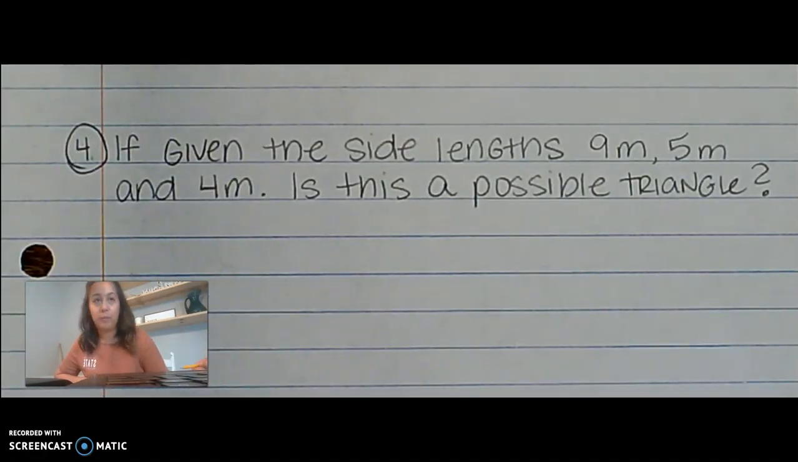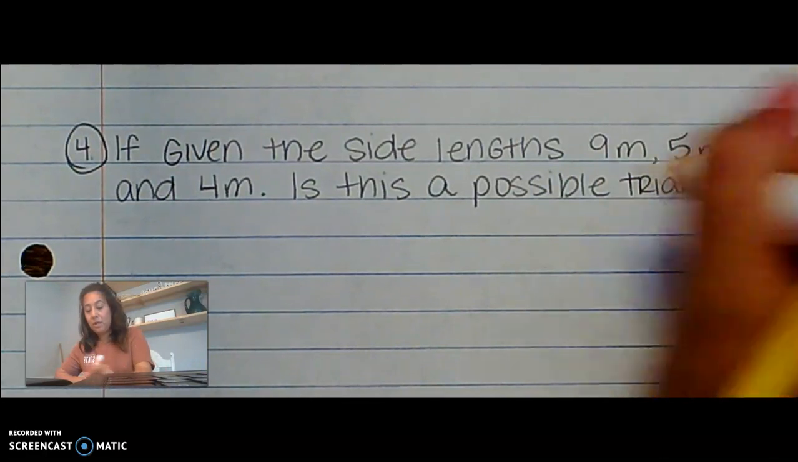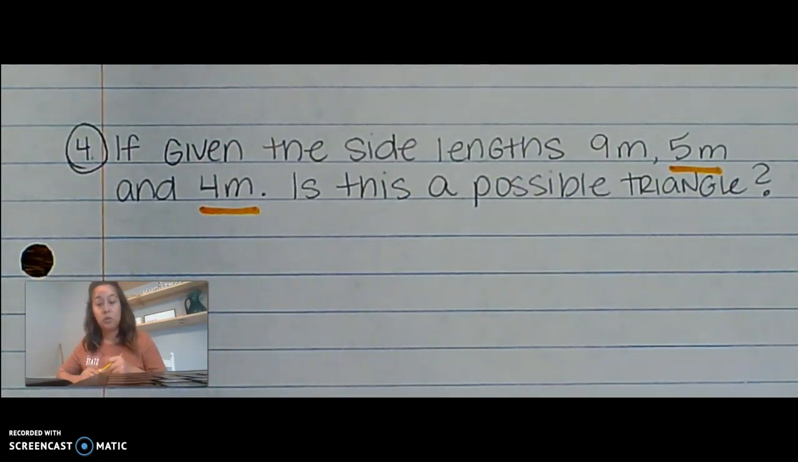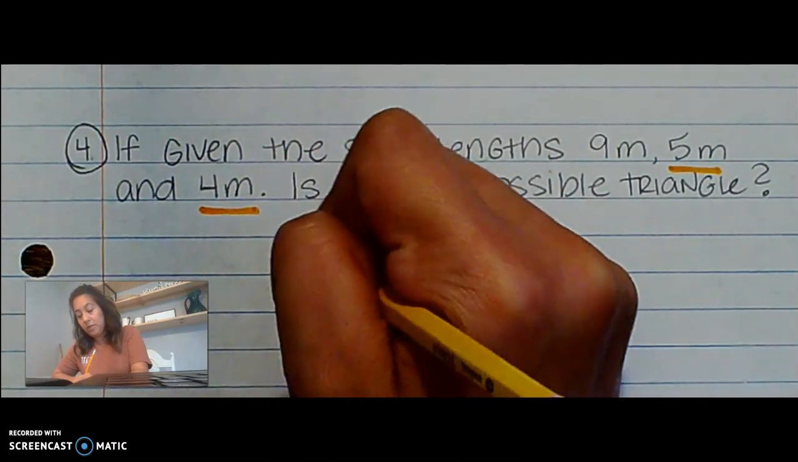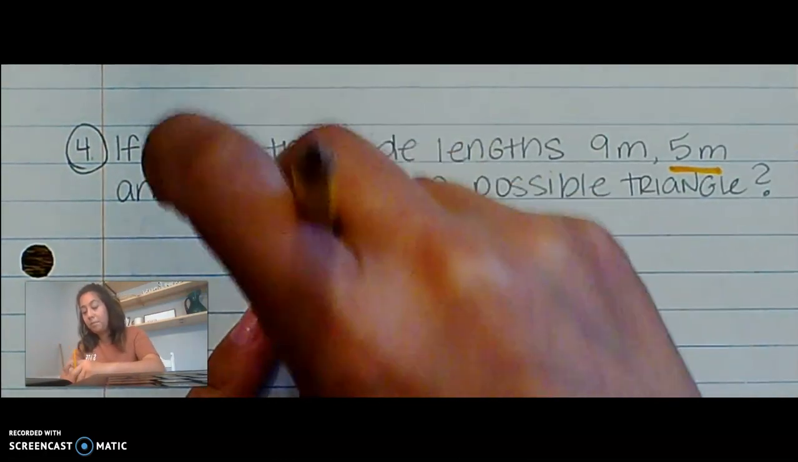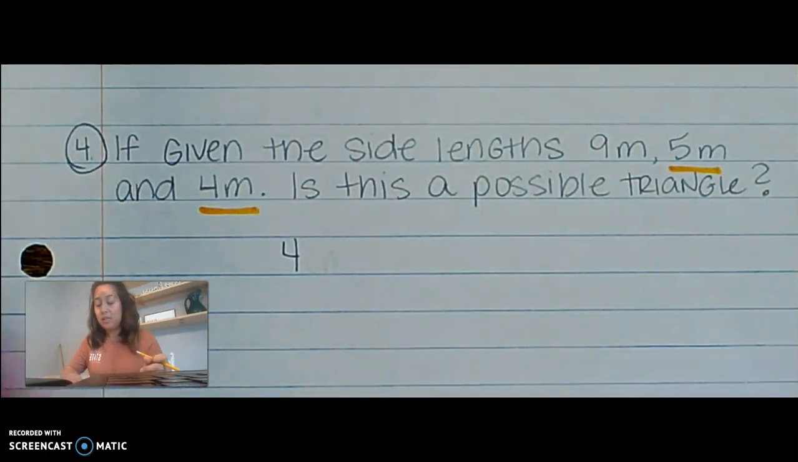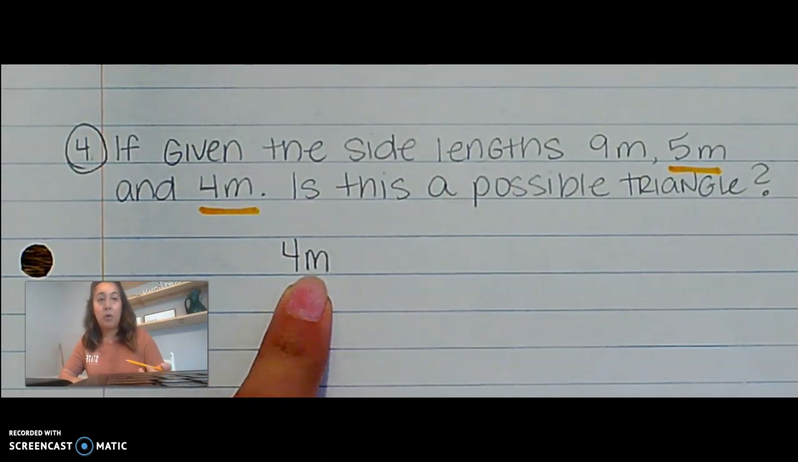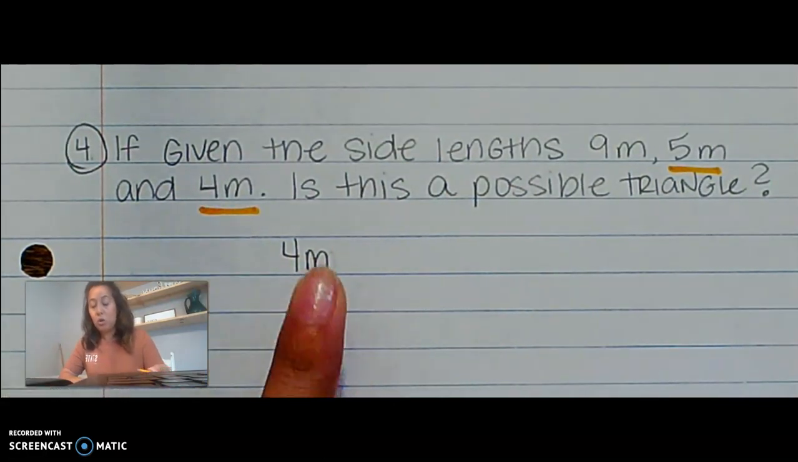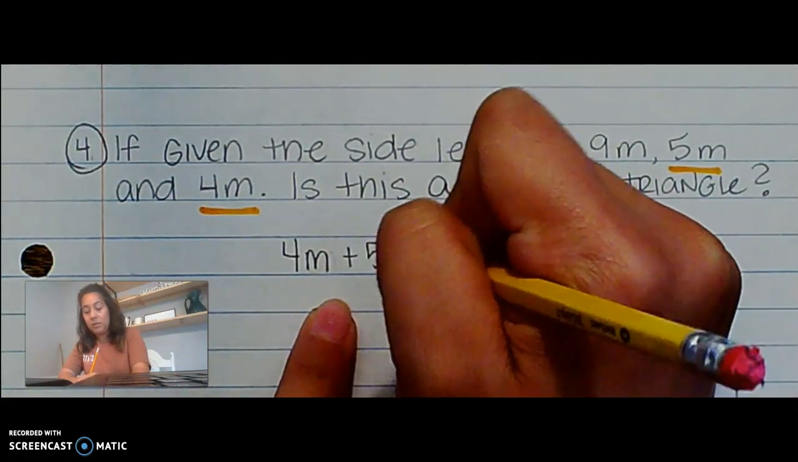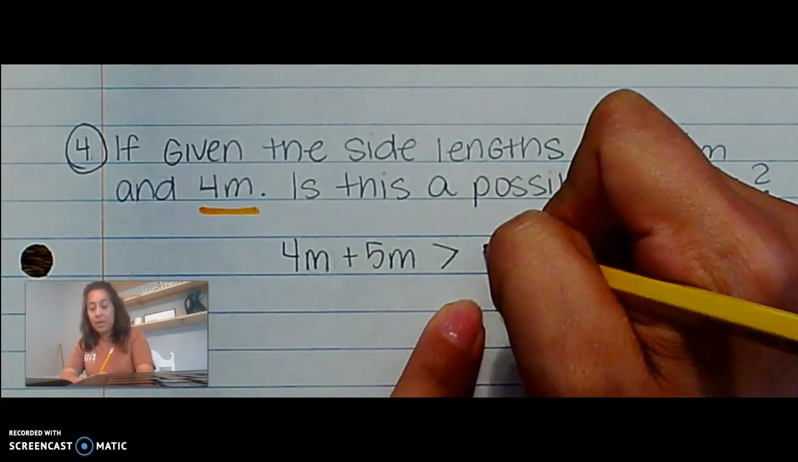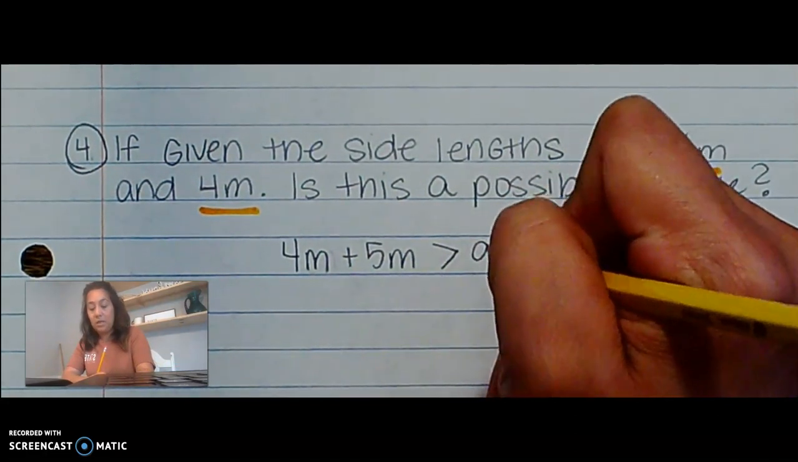Okay, last example, example number 4. If given the side lengths 9 meters, 5 meters, and 4 meters, is this a possible triangle? So again, step 1, identify the two short sides. So we have 5 meters and we have 4 meters. So we're going to plug those into our inequality. 4 meters. And again, guys, the units are important. So if you notice, every time I'm writing my inequality, I am keeping the actual units. So 4 meters plus 5 meters. Again, the symbol is greater than, and the third side is 9 meters.